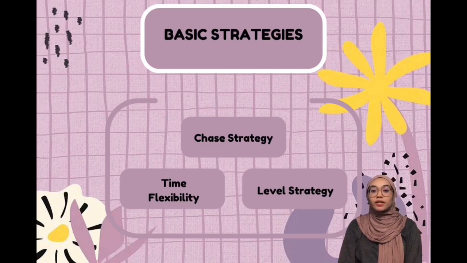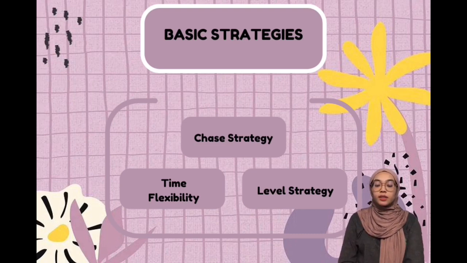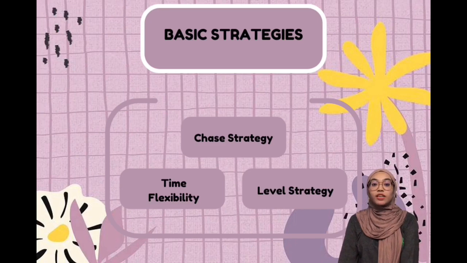This strategy recognizes that demand may vary over time, and the organization should have mechanisms in place to increase or decrease resources accordingly. The level strategy aims to maintain a constant production rate and workforce level over a specified period, regardless of variations in demand.